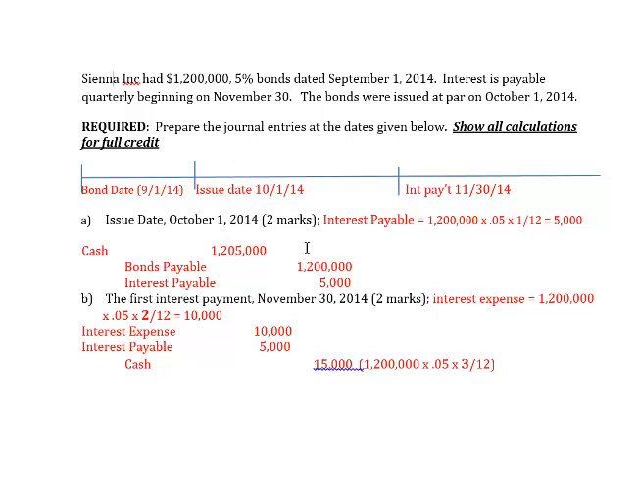So what does the entry look like on October the 1st when the company Sienna issues the bonds to investors? Well, investors aren't going to give them just $1.2 million. They're going to give them $1.2 million plus $5,000. How did we get the $5,000?